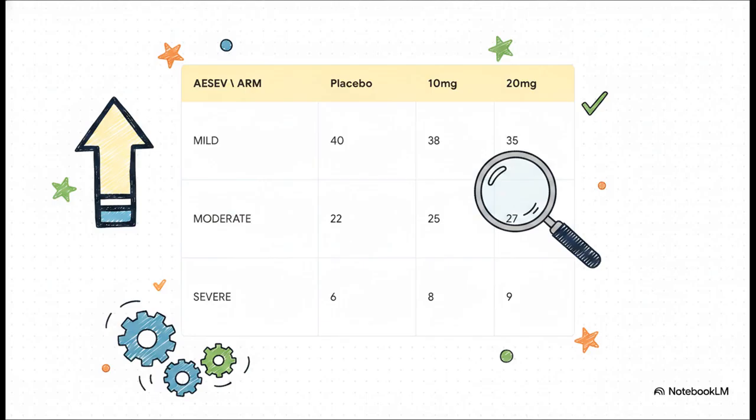By running a PROC FREQ with that awesome asterisk cross-tabulation we talked about earlier, you get this clean, professional output. You can instantly see the adverse event severity, mild, moderate, severe, distributed perfectly across the placebo, 10 milligram, and 20 milligram treatment arms. This is the exact kind of actionable data that medical writers and statisticians need every single day.